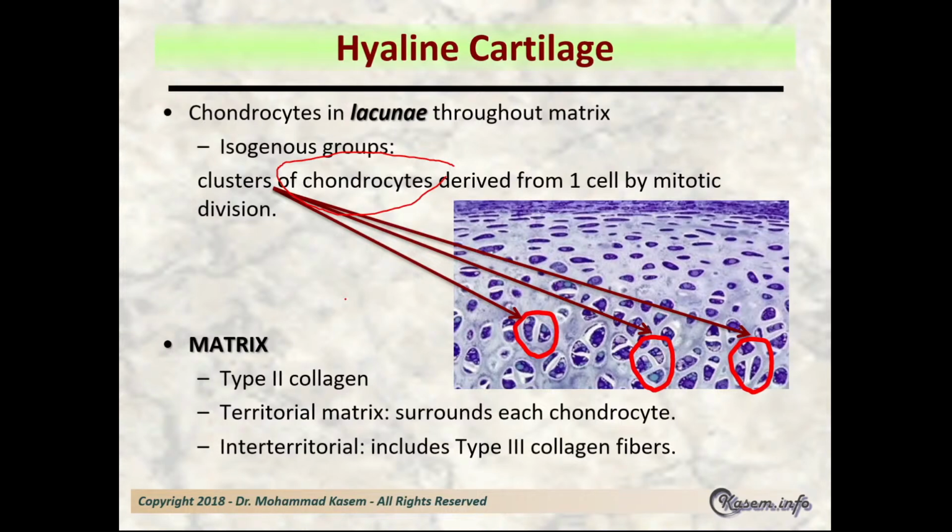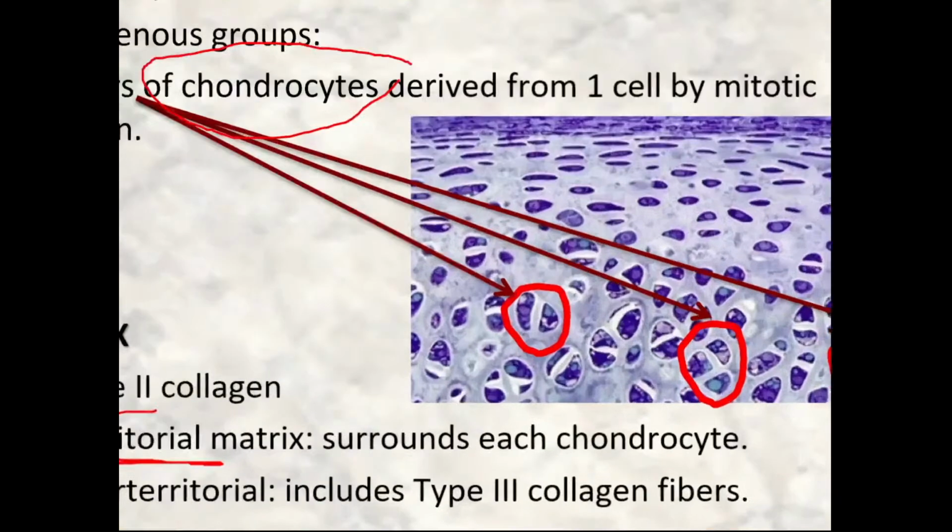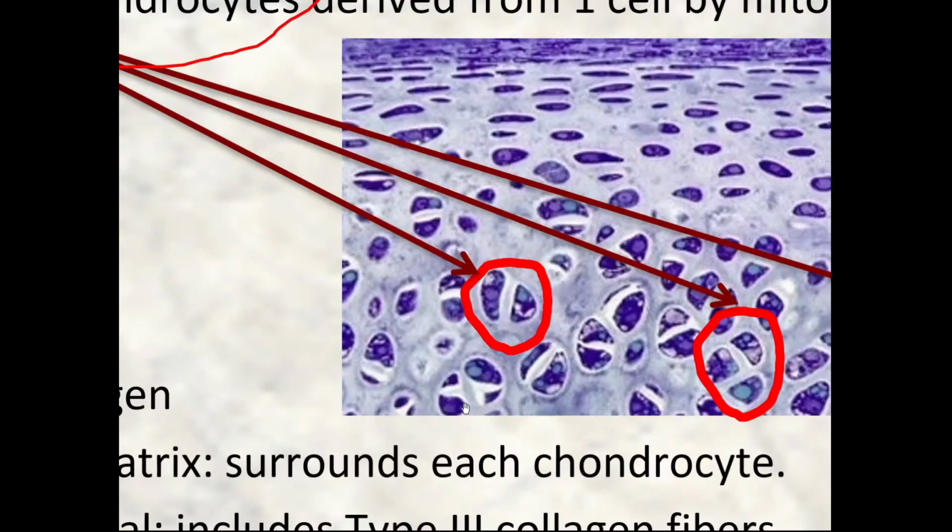The matrix of hyaline cartilage contains type 2 collagen. We have to mention also this whitish area that surrounds the individual chondrocyte, which is called the territorial matrix. If you zoom in here, you see this whitish area surrounding the individual chondrocyte. This is called the territorial matrix.